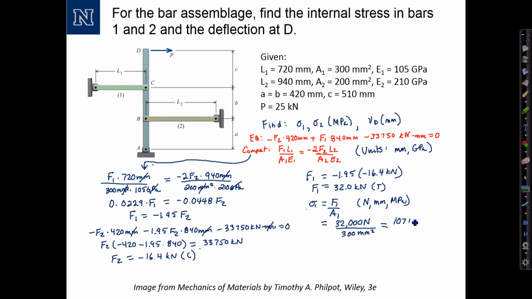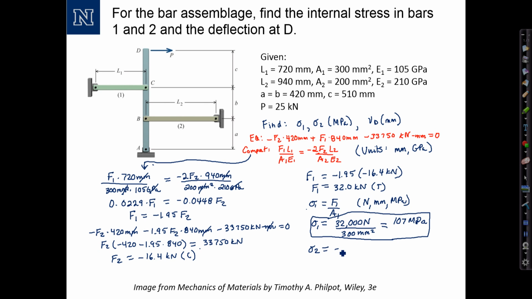107 megapascals. For my sanity check, this is a reasonable number for stress. It's large, but it's less than yield for most materials, so that seems to be a reasonable answer. As well as I can see that as I pull on point D, bar 1 is going to stretch or elongate and be in tension, giving me a positive stress. So the sign makes sense.